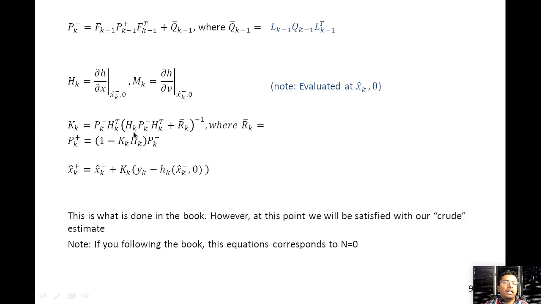And then K_k is going to be this equation over here, where R bar is M_k R_k M_k transpose, and then P_k plus is (I minus K_k H_k) P_k minus, and then we update the x hat plus at k using this equation. The book actually uses multiple steps to do these estimates, so I recommend you go through it, and it makes it a little bit more accurate, but this is the gist of the extended Kalman filter.